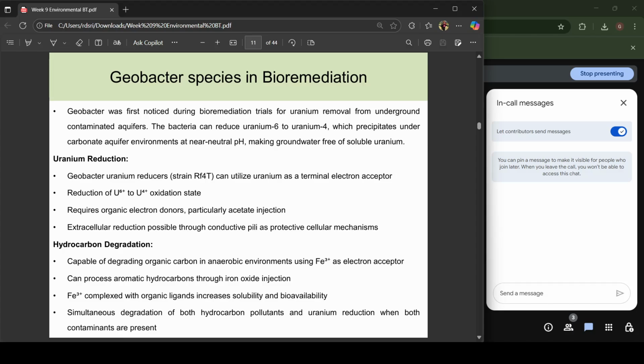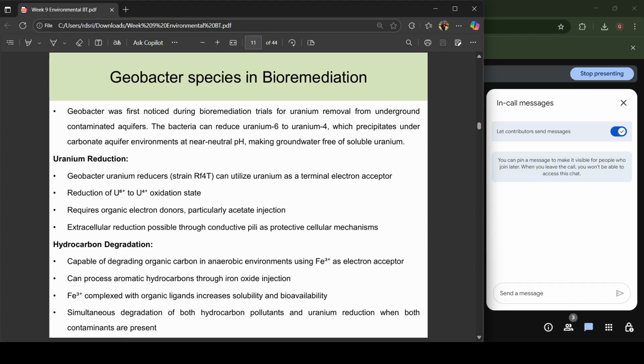The mechanism is that Geobacter uranium reducers can utilize uranium as the terminal electron acceptor. Therefore, it reduces uranium 6+ to the uranium 4+ oxidation state. But it requires organic electron donors, particularly acetate injection. It can consume acetate, derive electrons, and then reduce uranium 6+ to uranium 4+. The extracellular reduction is possible through conductive pili as a protective cellular mechanism.